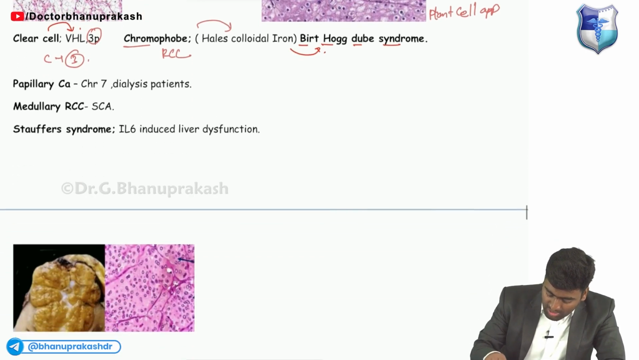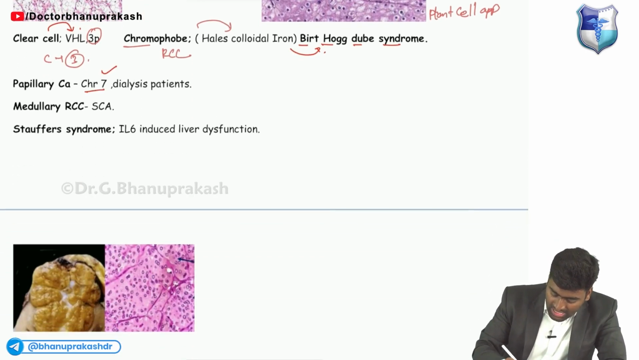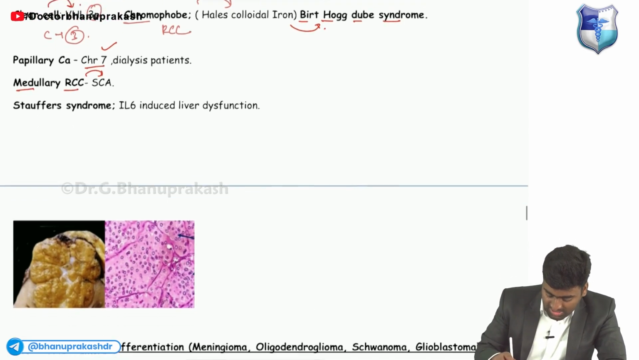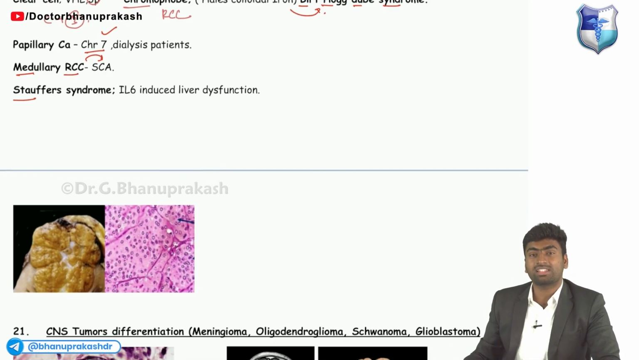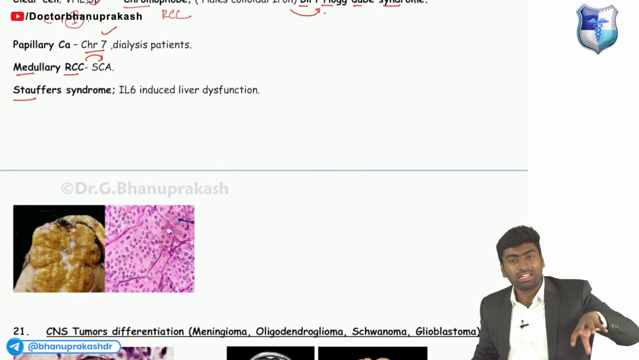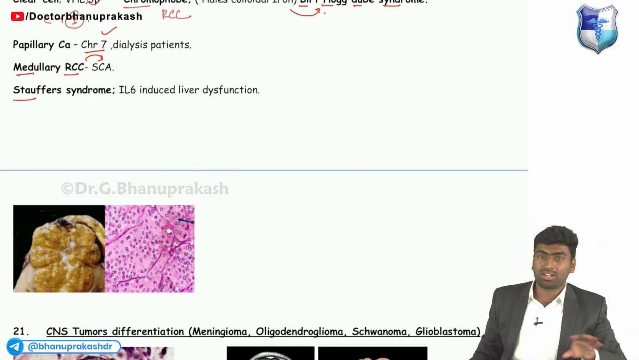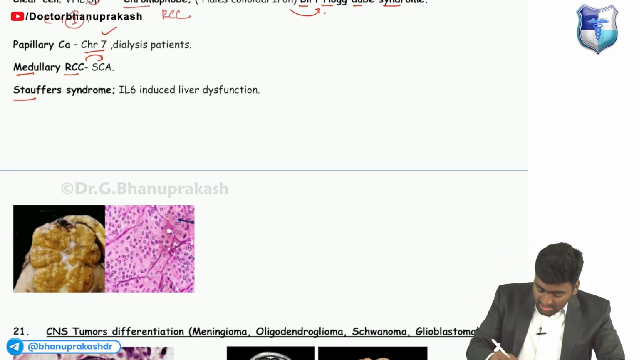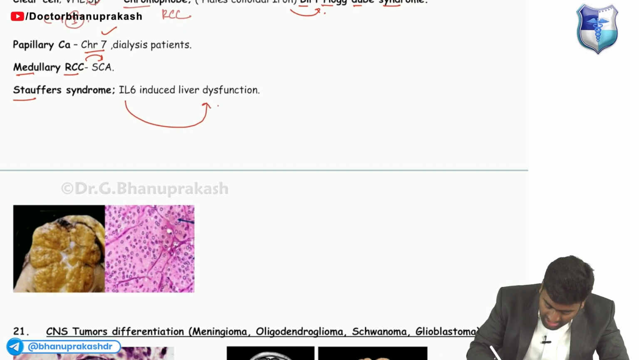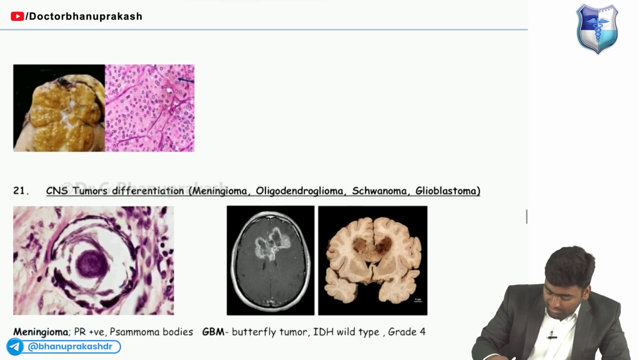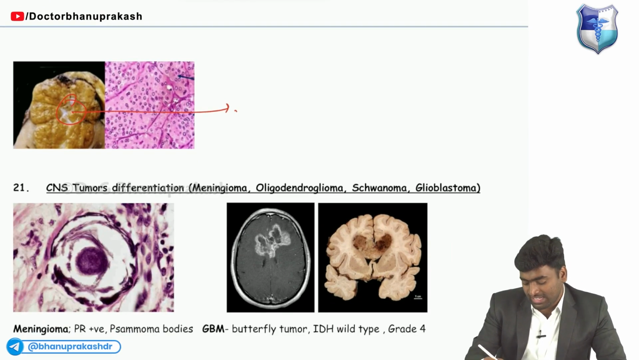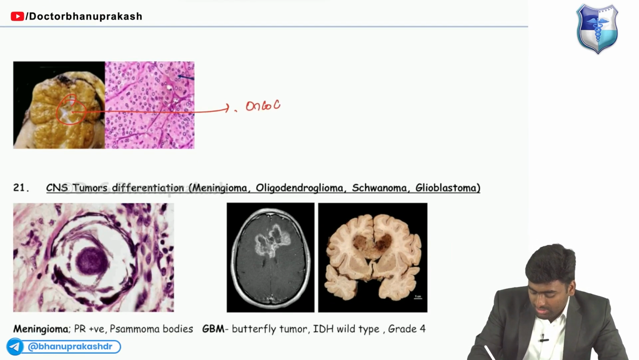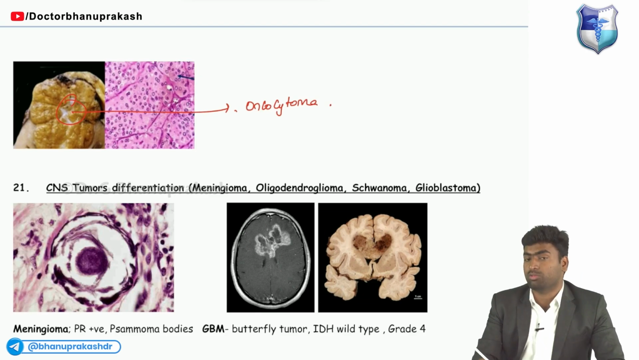In papillary carcinoma, it will involve chromosome number 7, and medullary RCC will be seen in a case of sickle cell anemia patients. And this RCC can have a paraneoplastic syndrome, meaning there will be interleukin-induced hepatic damage. It is not because of metastasis. This interleukin-6 induced liver dysfunction is known as Stauffer syndrome. And if you are able to see this type of central stellate scar, it is oncocytoma. It is oncocytoma.